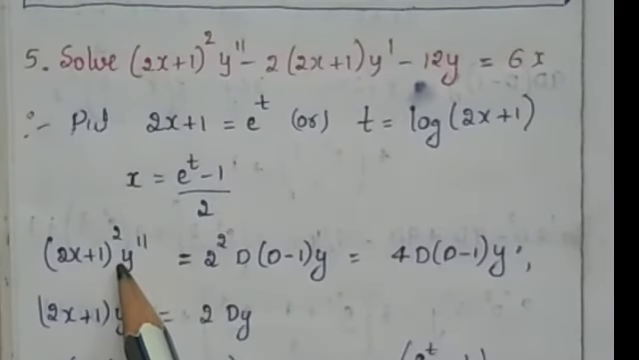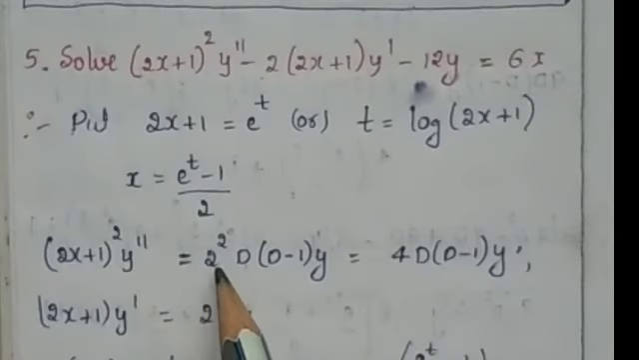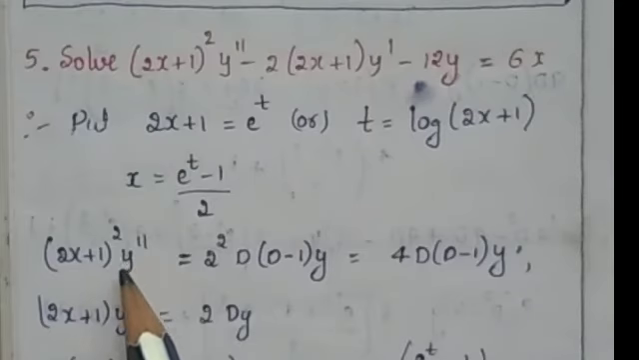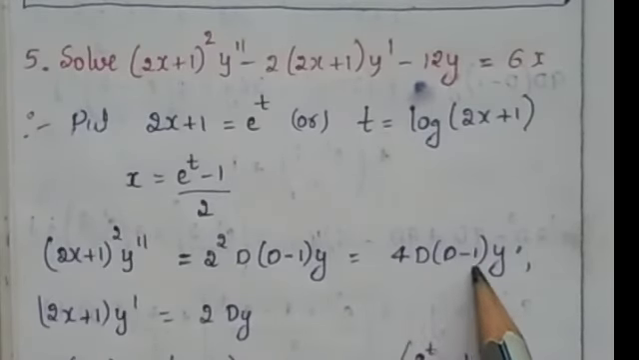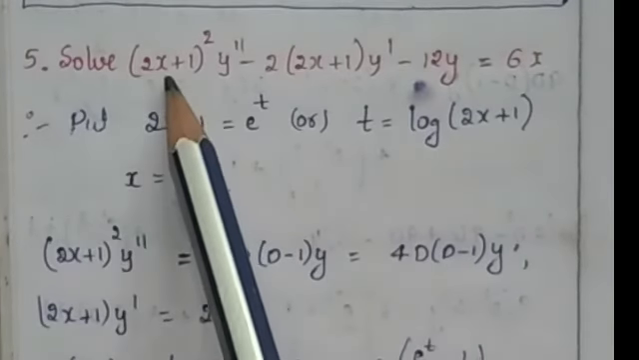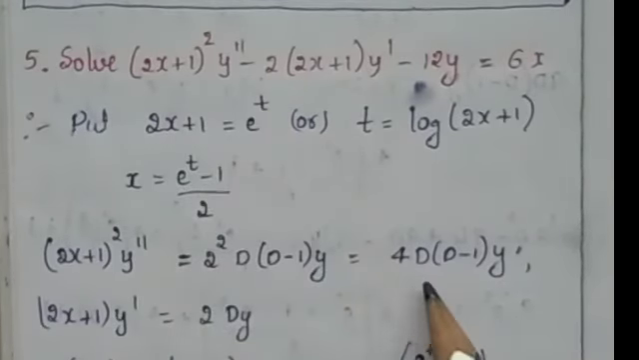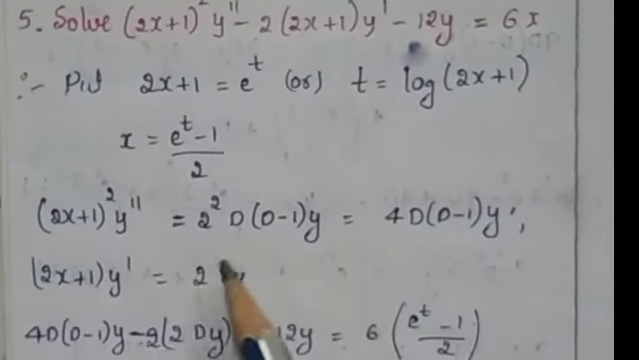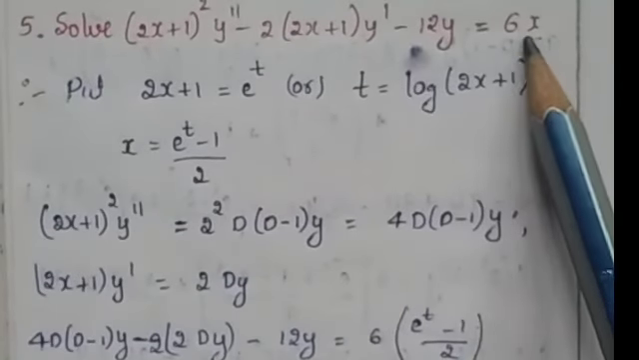Okay. 2x plus 1 whole square y double dash can be written as 2 square into d into d minus 1 into y, because it is of the form ax plus b whole square into d square y by dx square, which can be written as a square into d into d minus 1 into y. So finally you get 4d into d minus 1 into y. So 2x plus 1 whole square y double dash can be written as 4d into d minus 1 into y. Next, 2x plus 1 y dash can be written as 2 dy. Substitute these values into the Legendre equation.